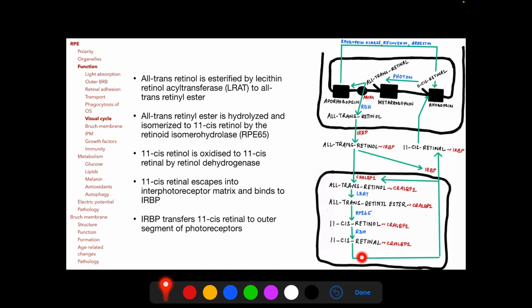11-cis retinal is then released by CRALBP1 and escapes from the RPE cell into the interphotoreceptor matrix, where it binds to IRBP. And IRBP then transfers 11-cis retinal to the outer segment of the photoreceptors to join with a regenerated aporhodopsin molecule, and this regeneration of the aporhodopsin molecule, as we have discussed in the previous session, is mediated by rhodopsin kinase, recoverin and arrestin.